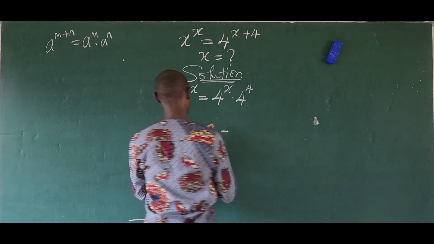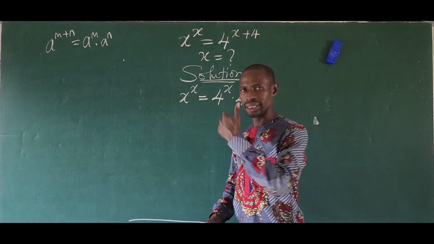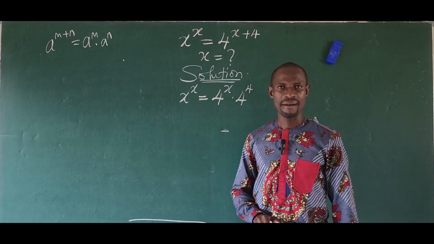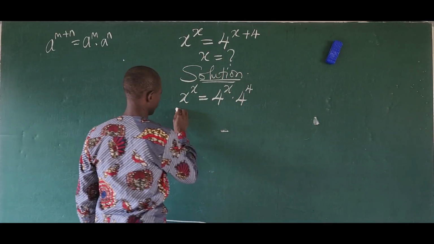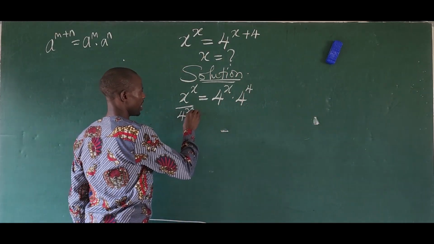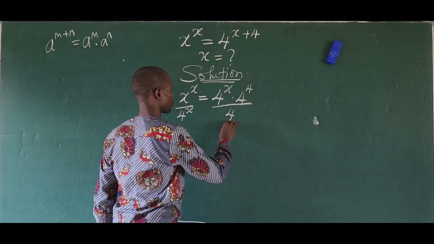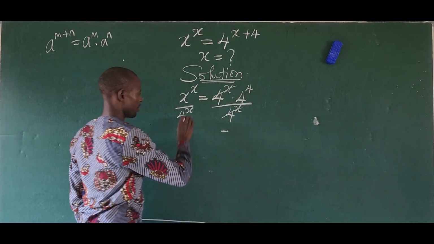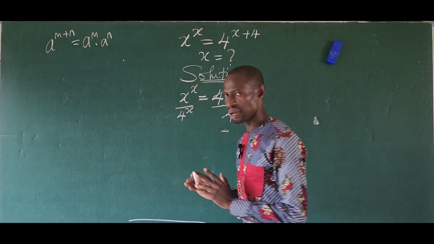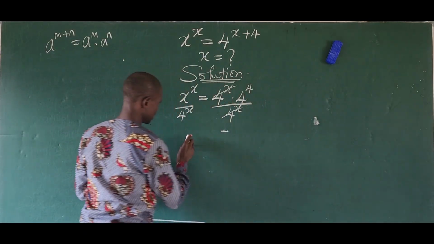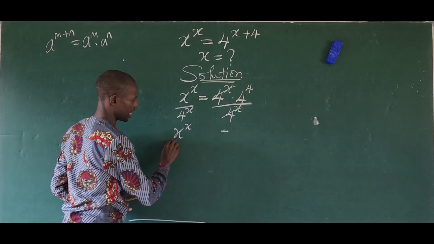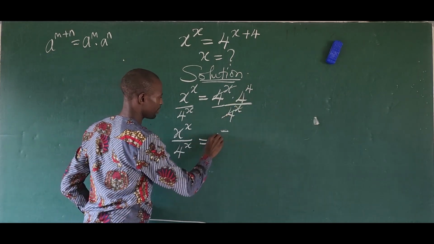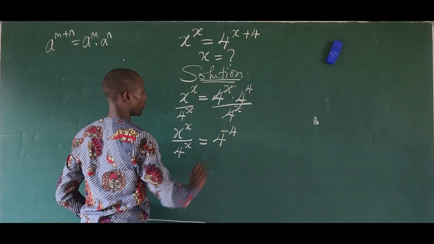Okay, so let's carry the terms that have x to the left-hand side of the equation. And how do we do that? We divide by 4 to the power of x. So if we divide this by 4 to the power of x, we equally divide this by 4 to the power of x. So this will leave this. We are now having another law play out again. But let's write this expression out. We're having x to the power of x all over 4 to the power of x is equal to, here we are now having 4 to the power of 4.